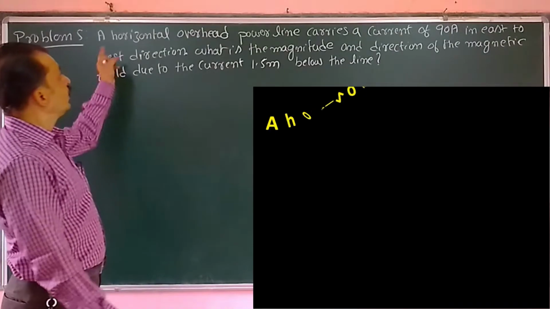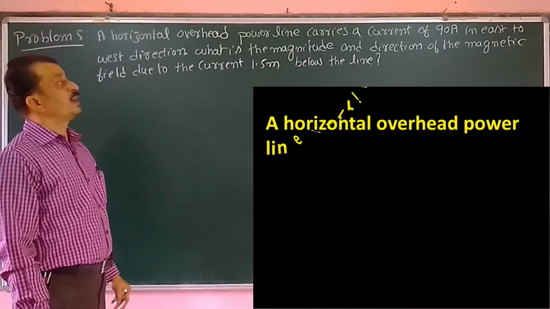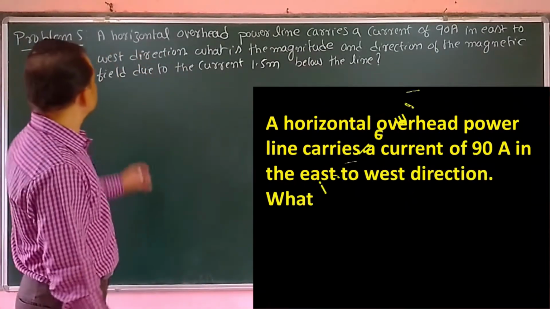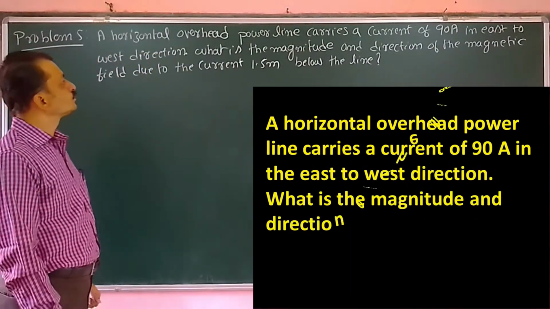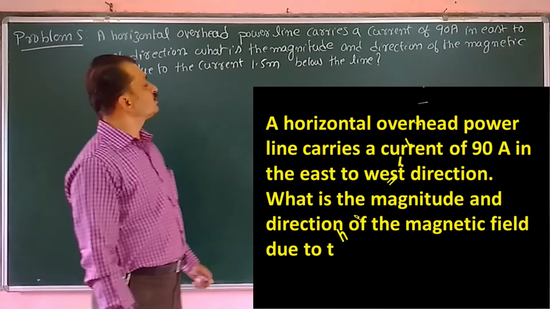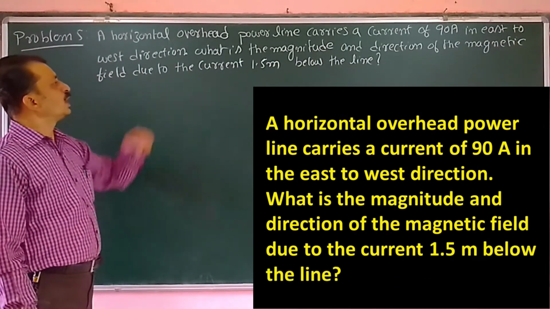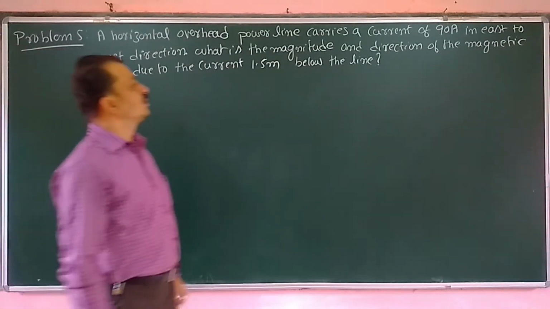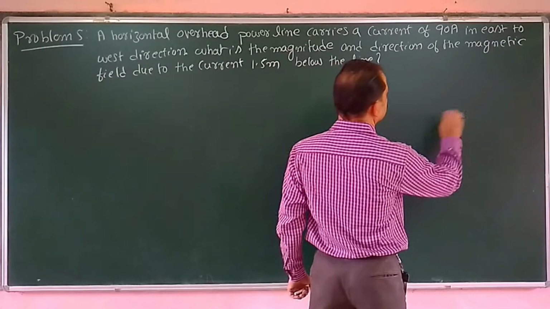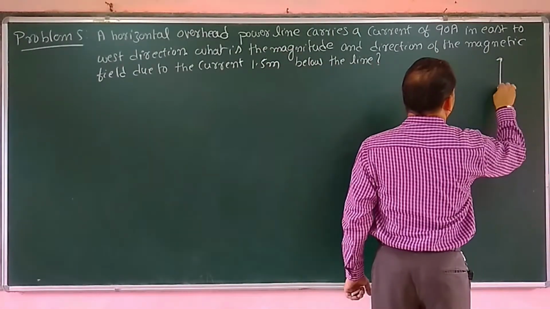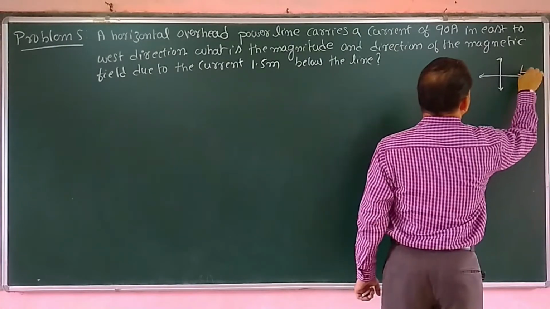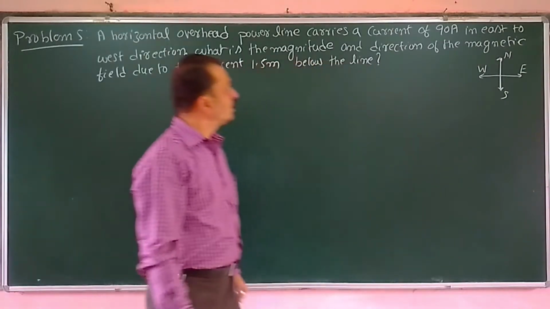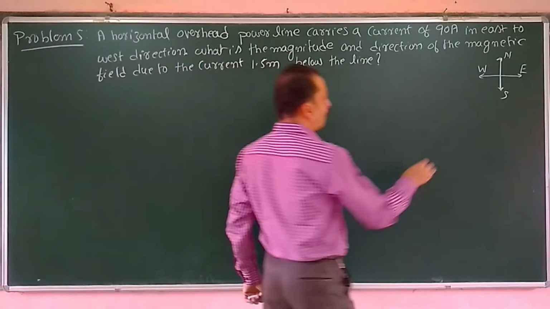Next problem. A horizontal overhead power line carries a current of 90 amps in east to west direction. What is the magnitude and direction of the magnetic field due to the current 1.5 meter below the line? So simple problem. Now once again I will write the direction. Now this is east and west, and this is north and south.